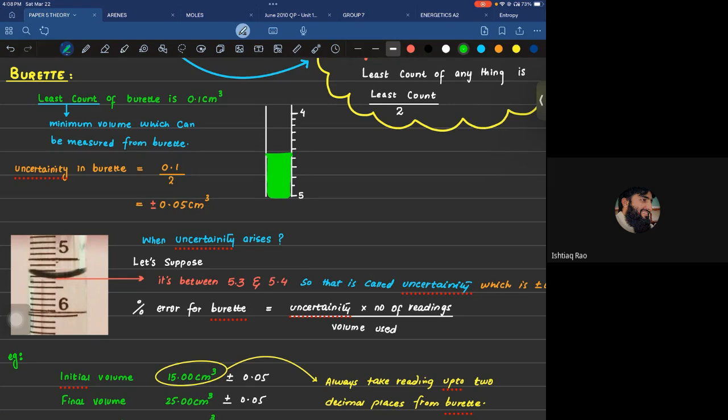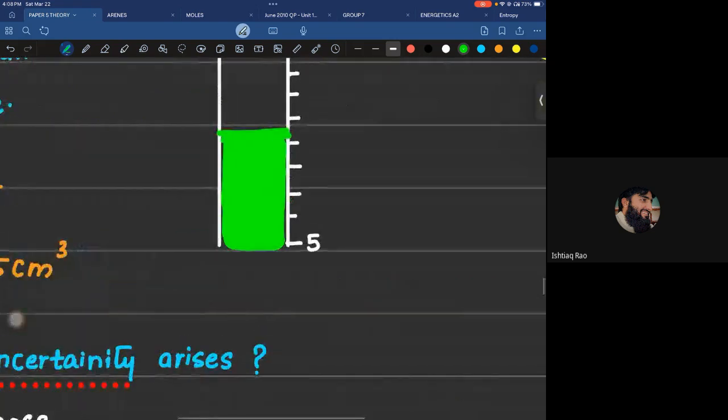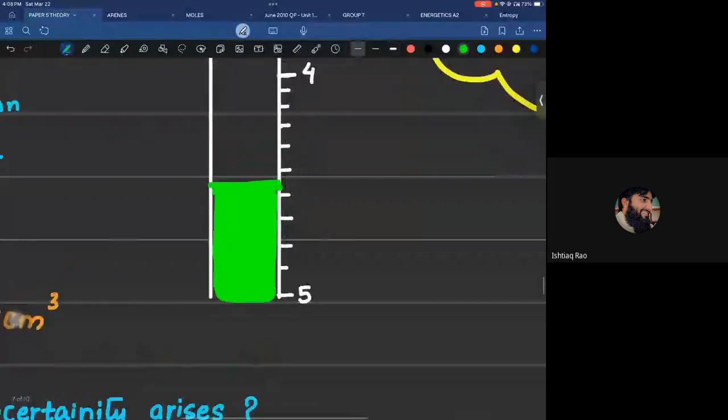So I'm asking, what is the volume? It's between 4.1, 2, 3, 4, 5. It's between 4.5 and 4.6. What's the reading? It's between 4.5 and 4.6. That is called uncertainty. Then the uncertainty arises.